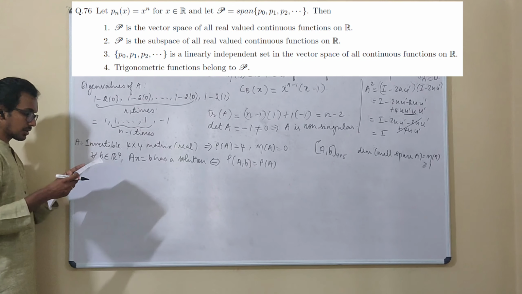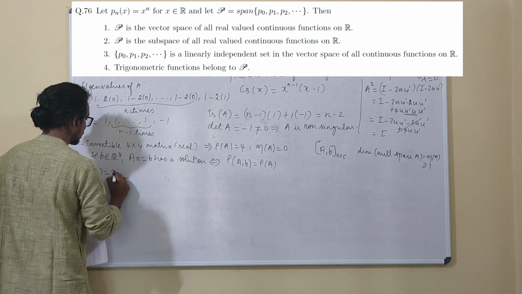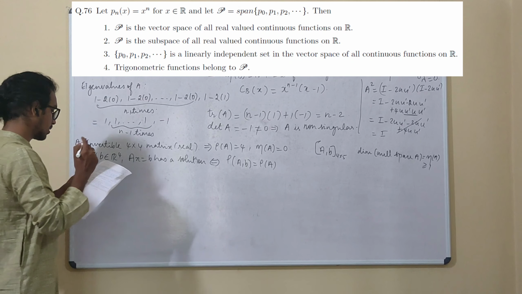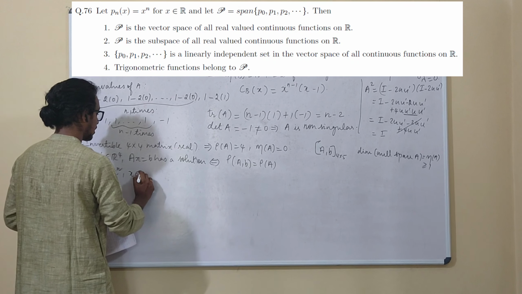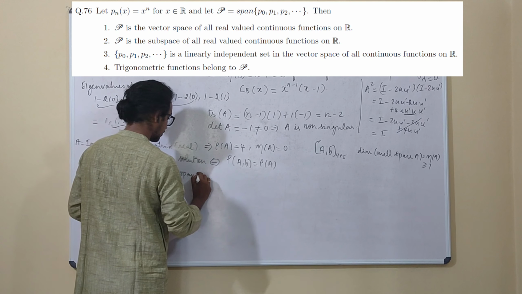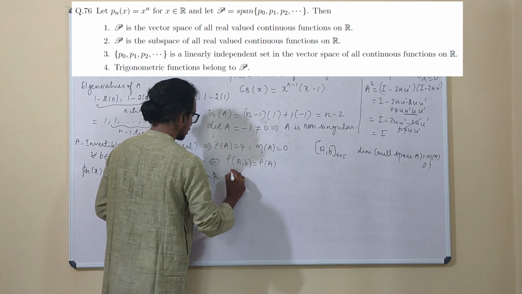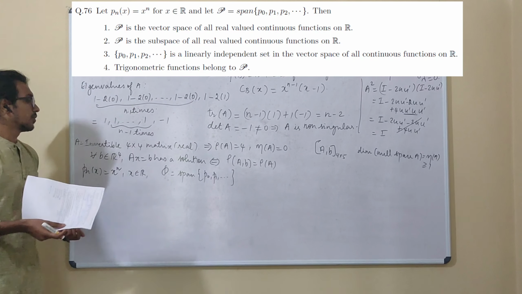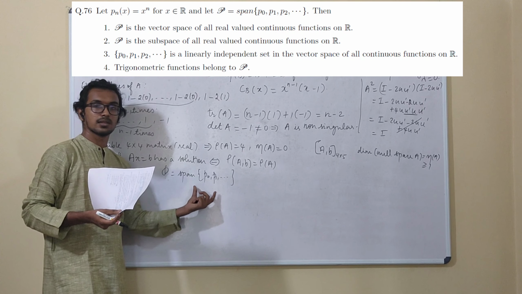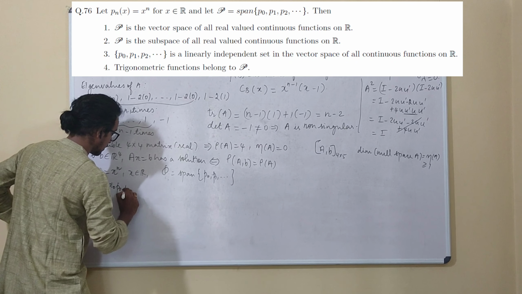Okay, so coming to the next question, we have defined Pn of x to be x to the power n, and this x can be any real value, and the script P is given to be the span of p0, p1, and it goes on. Okay, first let us verify whether this is a linearly independent set or not, for which let me consider this way.